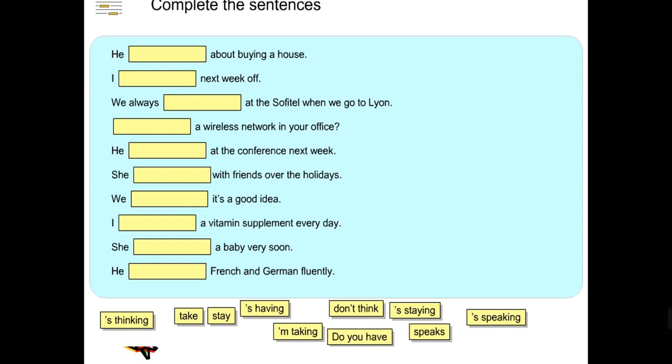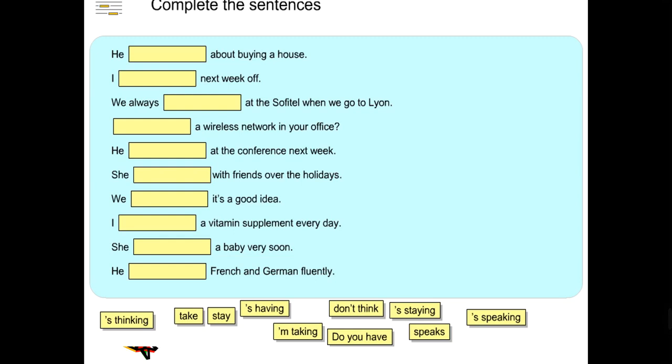He blank about buying a house. Which word or which box should be put here? He is thinking because it's something that's happening now. I blank next week off. I am taking because it's a plan or arrangement actually, but for the near future.